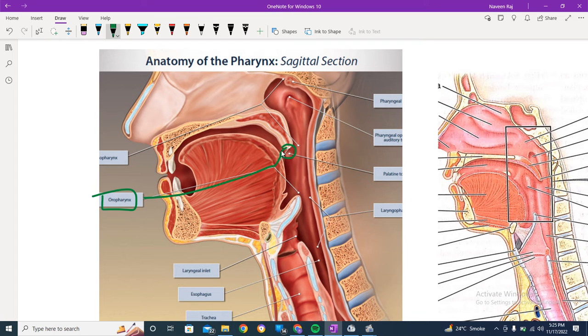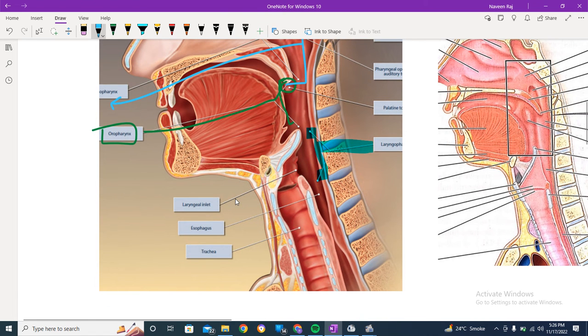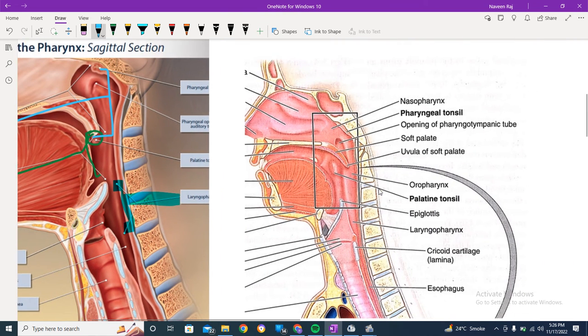It starts from here to here, this region is the oropharynx, and the laryngopharynx is the region starting from here to here. This is the laryngopharynx, and the nasopharynx we have talked about. This is showing over there. This region is going over here. This is the nasopharynx, right? Now, let me look for one clearer diagram.